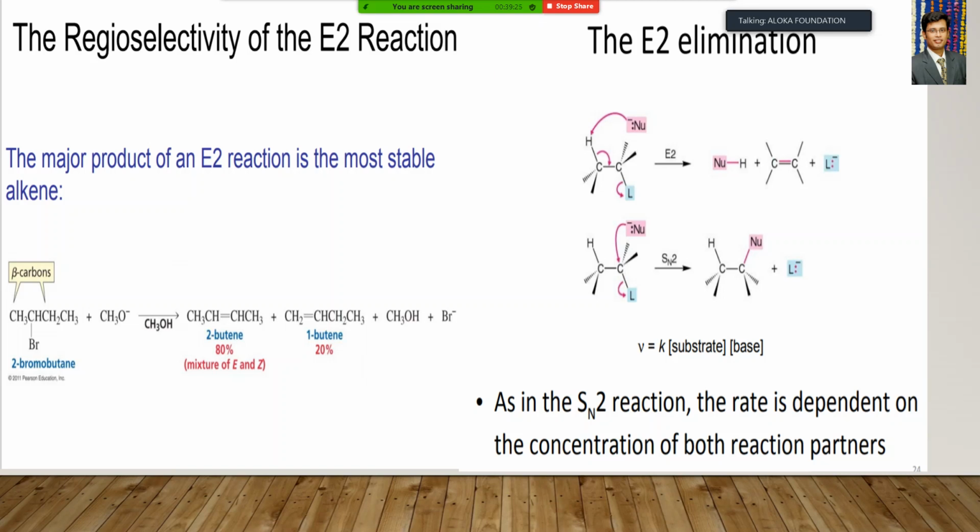Whereas in the case of the SN2 reaction, the nucleophile attacks from the back side of the leaving group and you get an inversion of configuration.